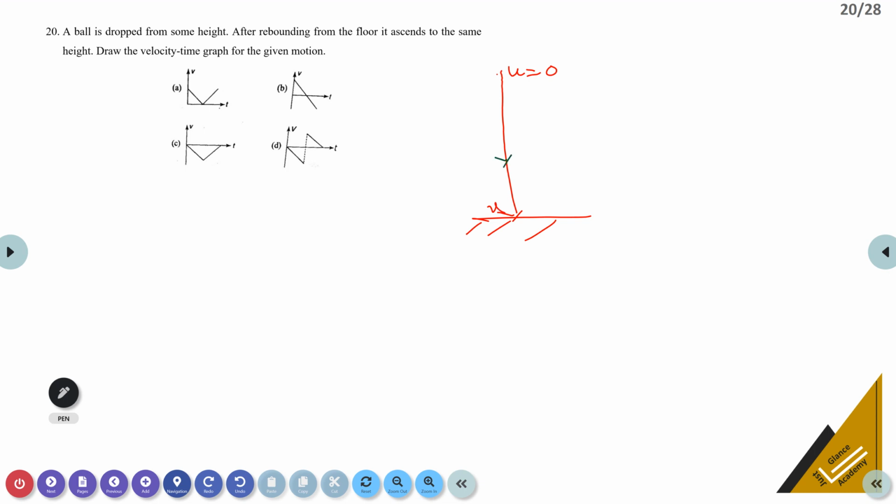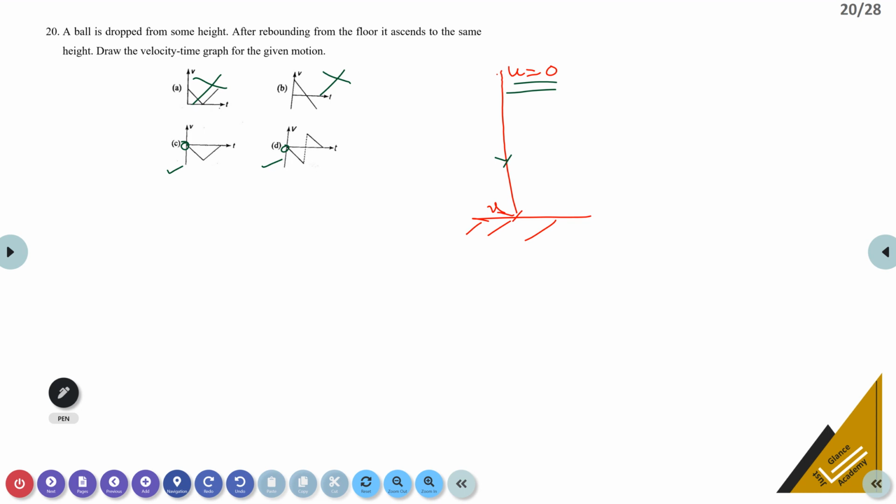Downward means it is negative. Negative means either this is also possible, this also possible. But initial velocity equal to 0 is there. You see, here also it is 0. Here also it is what? 0. Let us think it. Still, this is ruled out. This is ruled out.